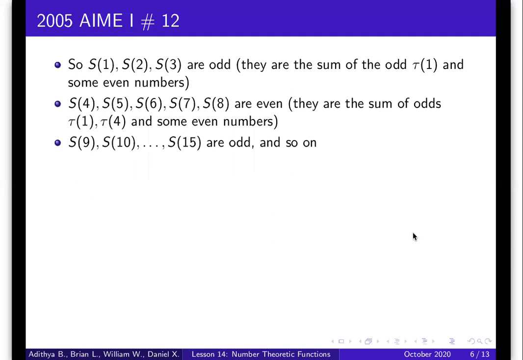So since perfect squares are so essential in determining when S is odd or even, we want to consider the parity of S from 1 to 2005. It's a good idea to try to find the squares that are around 2005. And to spare some calculation, 2005 is between 44 squared and 45 squared. And 44 squared is 1936.